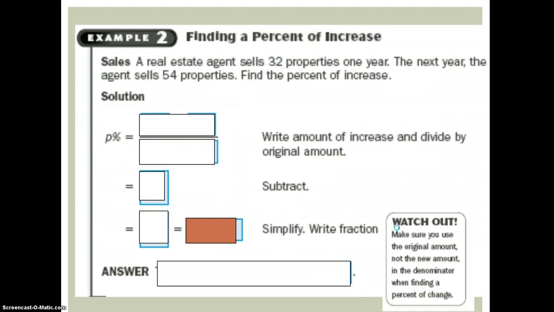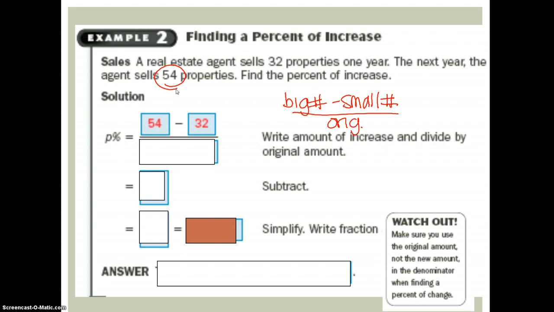In example 2, a real estate agent sells 32 properties one year. The next year, the agent sells 54 properties. Find the percent of increase. Again, take the bigger number, subtract the smaller number, and divide by the original amount. The bigger number in this case was 54, subtract 32. The original amount was the starting year, and that original amount was 32.